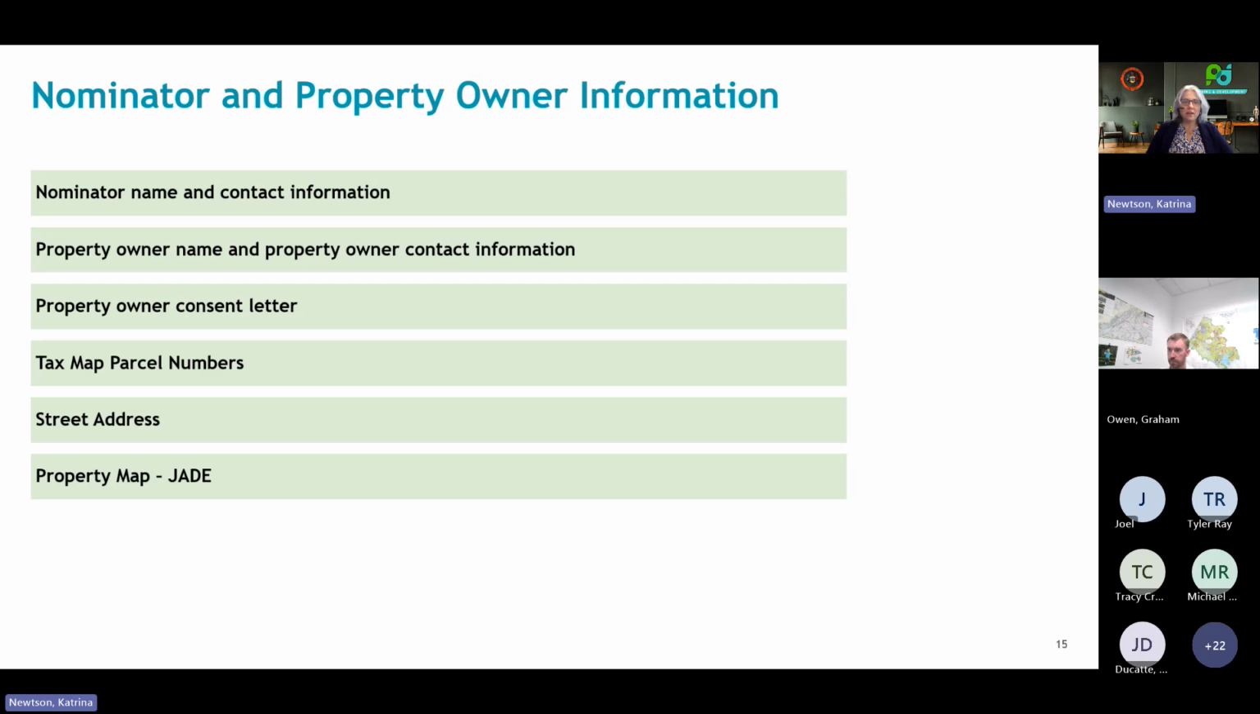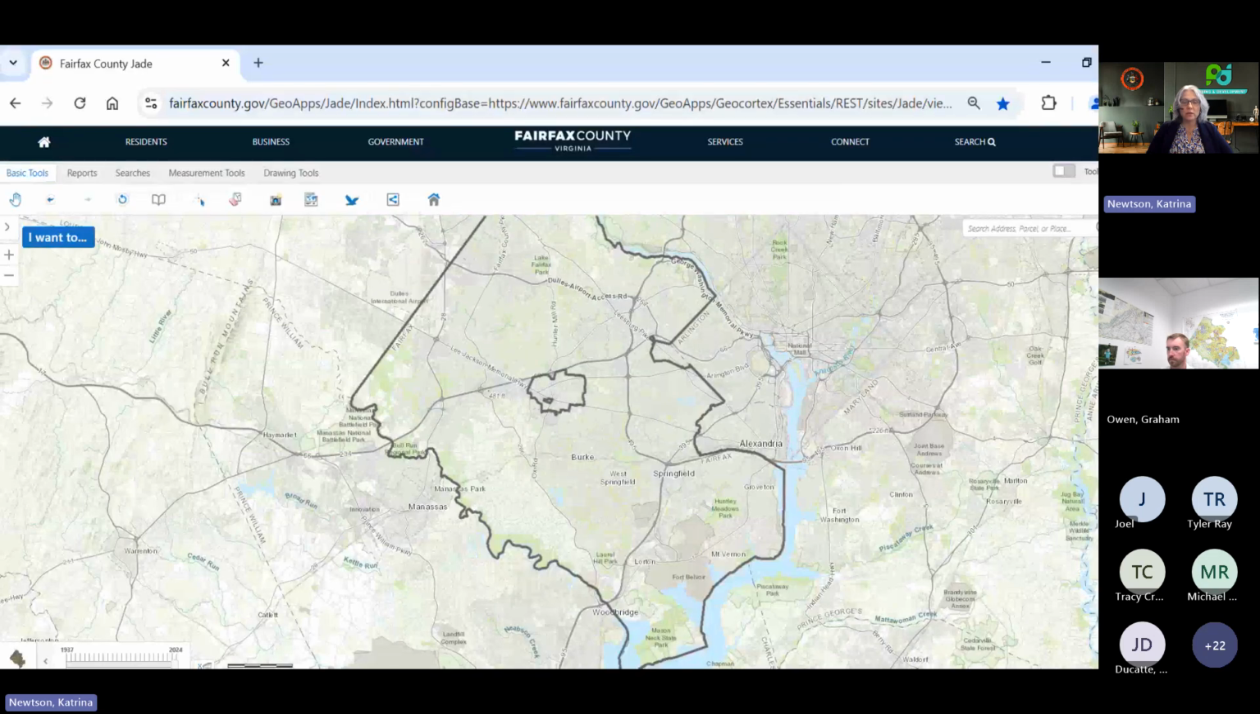Again, basic information: nominator name and contact information, and property owner name and contact information if it's not the same as the nominator. We also need a property owner consent letter. If the nominator is not the property owner, we will need the owner's permission in order to submit the nomination, saying they're okay with it. We also need the tax map, parcel number, and street address, and a property map that you can create in JADE. This is what JADE looks like. If anybody's not familiar with it, it's an interactive mapping application that's available to the public.